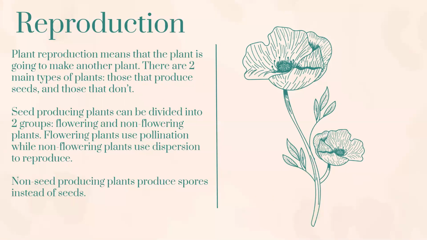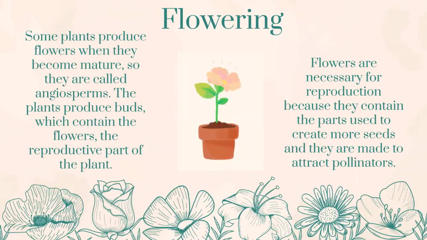There are two types of plant reproduction, plants that produce seeds and plants that don't. And of those plants that do produce seeds, some of them have flowers, while others don't. Flowering plants go through pollination, which we will discuss, and plants that don't produce flowers depend on dispersion to reproduce, which we will also discuss. Plants that don't produce seeds produce something else called spores instead.